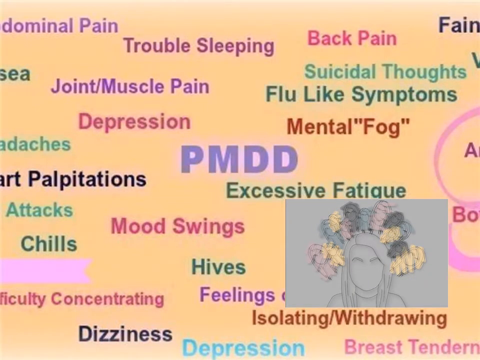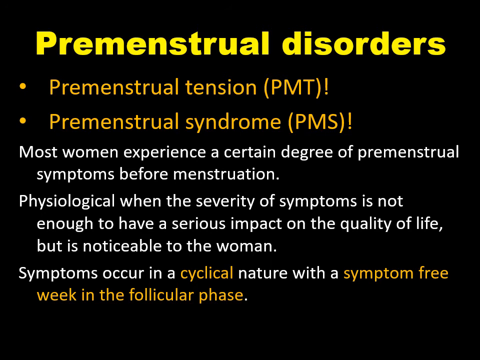Now we talk about premenstrual disorders. Premenstrual disorders should be used instead of premenstrual tension or premenstrual syndrome. Most women experience a certain degree of premenstrual symptoms before menstruation. These are counted as physiological when the severity of symptoms is not enough to have a serious impact on the quality of life, although noticeable by the woman. Symptoms usually occur in a cyclical pattern with a symptom-free week in the follicular phase after the period.